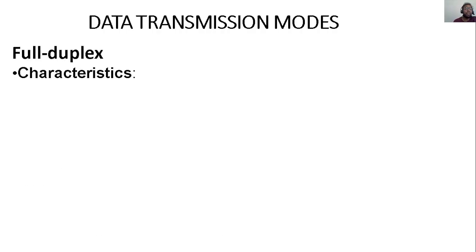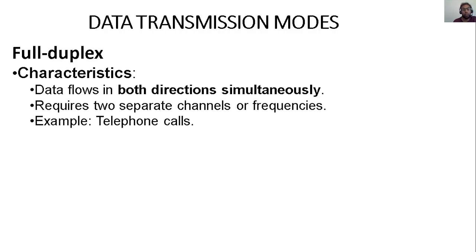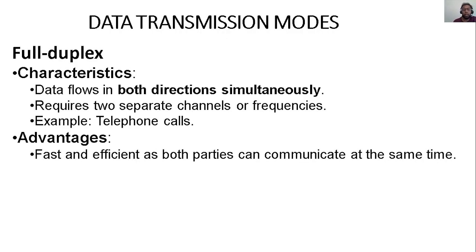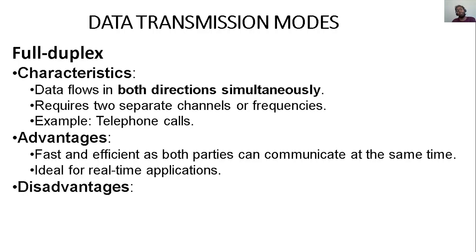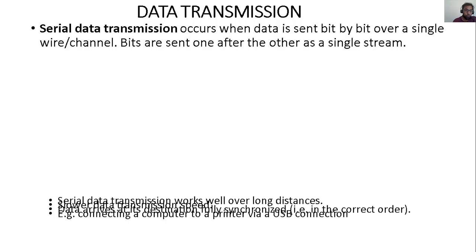Okay. Next are the characteristics of full duplex. Data flows in both directions and requires two separate channels or frequencies. Telephone calls are an example. It is fast and efficient as both devices can communicate at the same time. It is ideal for real-time applications, where we need quick responses. Disadvantages: it requires more complex hardware and is more expensive than half duplex.